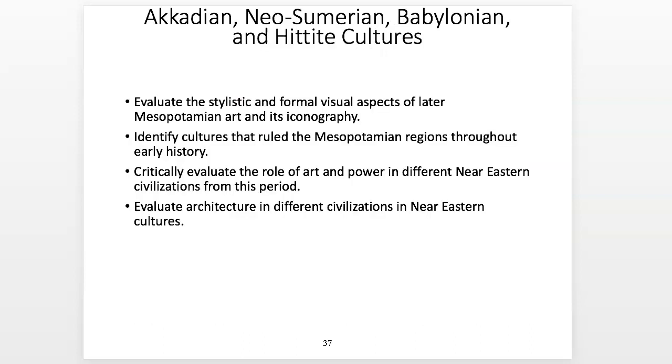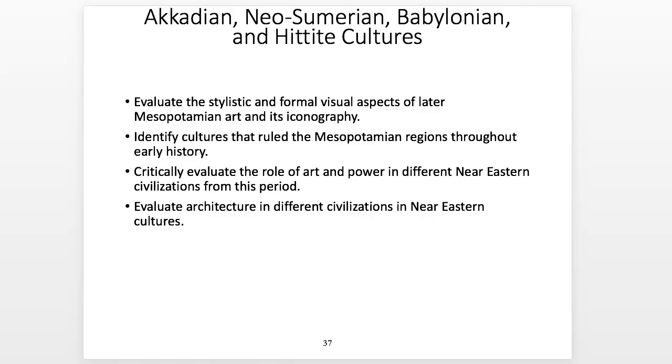A couple goals for the next section here. We're going to look at the Akkadians, the Neo-Sumerians, so the culture comes back into power a bit, the Babylonians, and then the Hittites. Want to think about the stylistic and formal ways that their art is made, the iconography, right? The text that underlies it. Be able to identify the cultures by their stylistic features, and then evaluate the way art played a role for power in these civilizations. And then we're going to look at architecture as part of that, the way they built, and also the fact that it operated as power symbols as well.